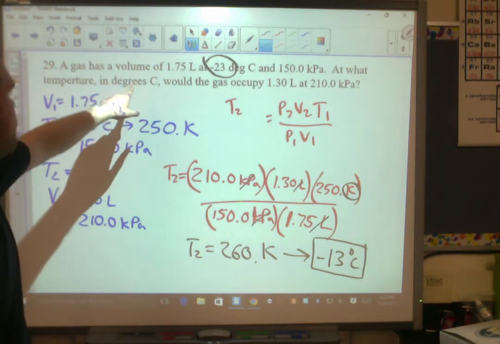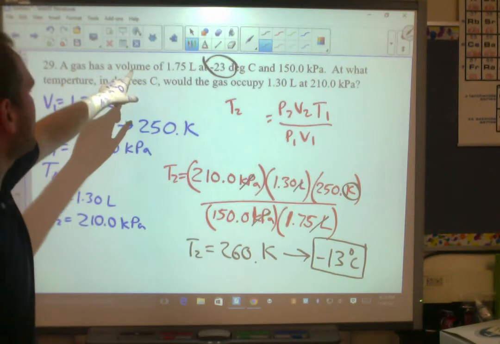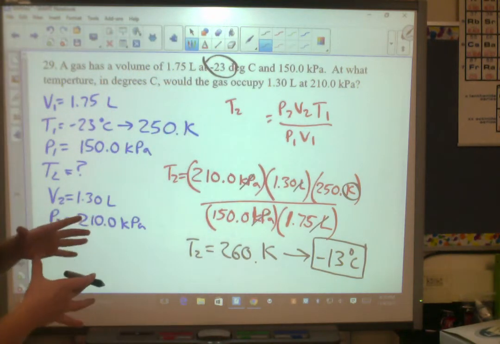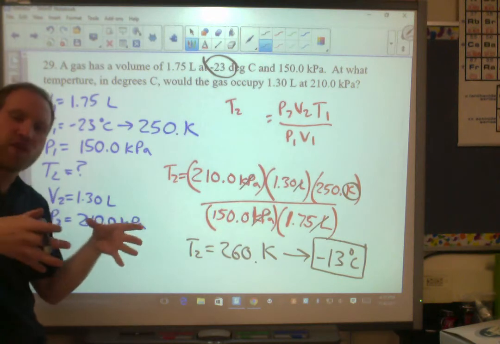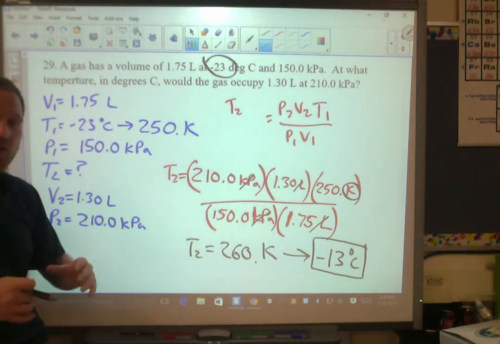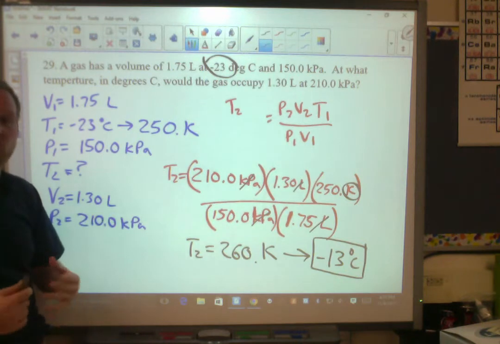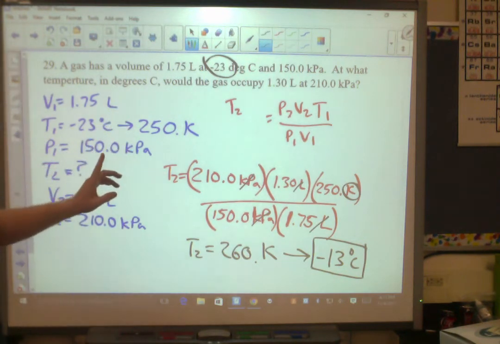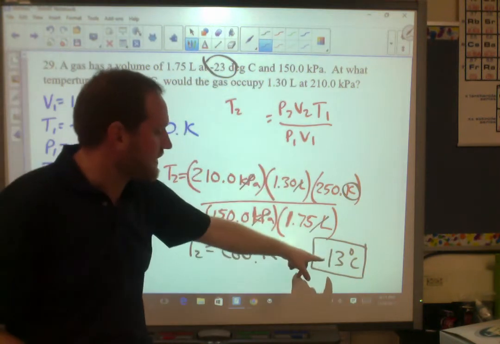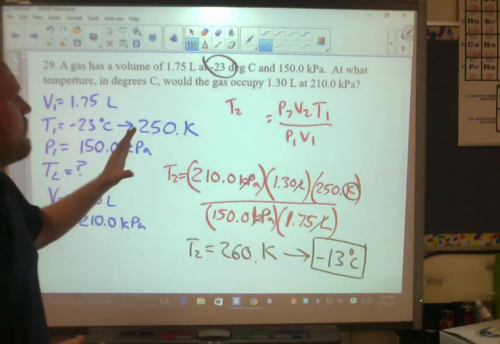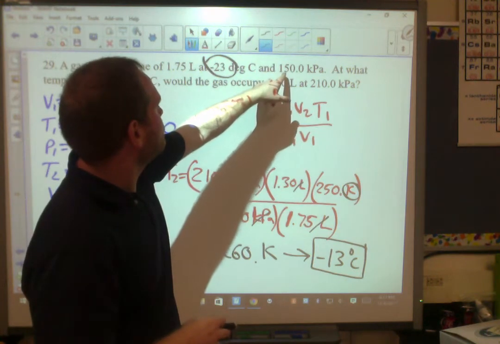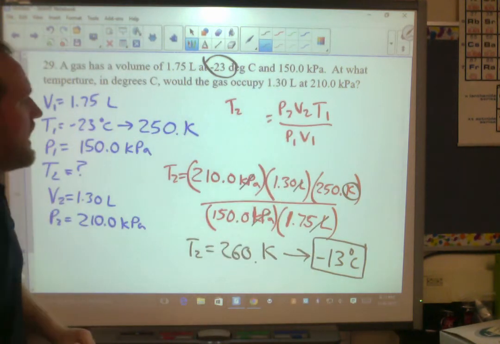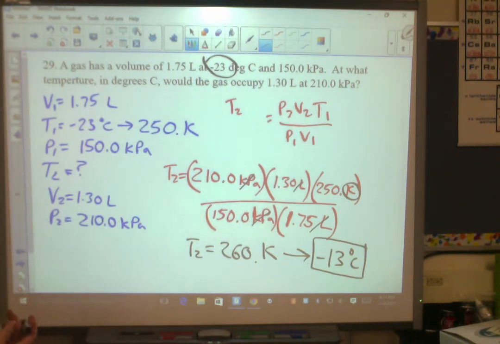What did my volume do? My volume went from 1.75 to 1.30, so it shrank down. Now, this one's tough to visualize in your head. If you shrink a gas down, what's its temperature going to do? It's hard to imagine that, but temperature should go up in theory. So does it make sense? Yeah, we went from negative 23 to negative 13, so it did go up. And second, for pressure, my pressure went from 150 to 210, so my pressure went up, temperature should have gone up, which it did.